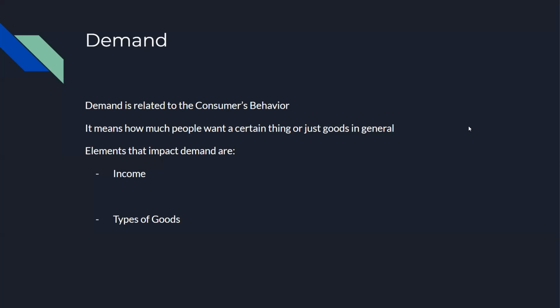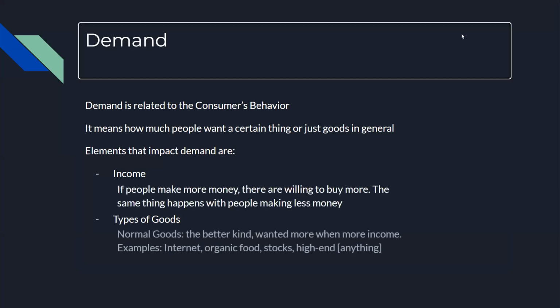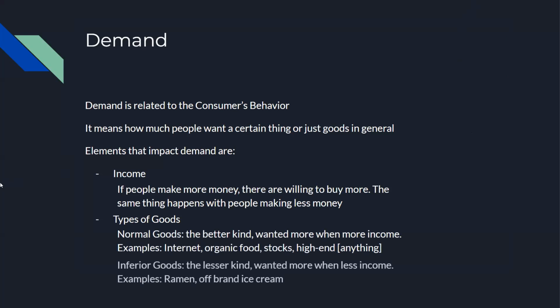So demand, remember, is related to the consumer's behavior. Things that impact demand are income and types of goods. Normal goods are the better kind. They're wanted more when people have more income. Examples are fast internet, organic food, stocks, or high-end anything. Inferior goods are lesser kinds, which people want more when they are poorer or have less income. Examples are ramen, off-brand ice cream, or secondhand shoes.